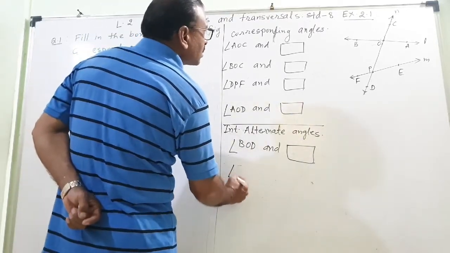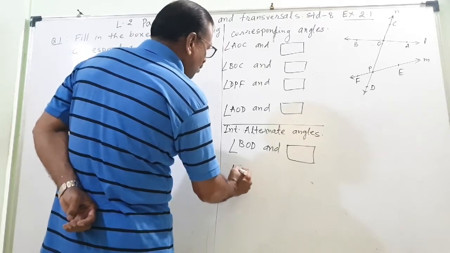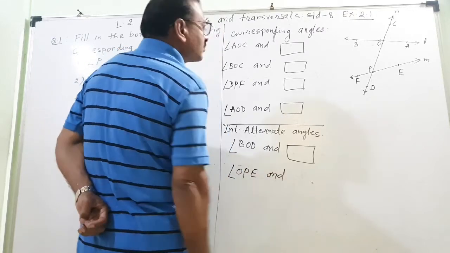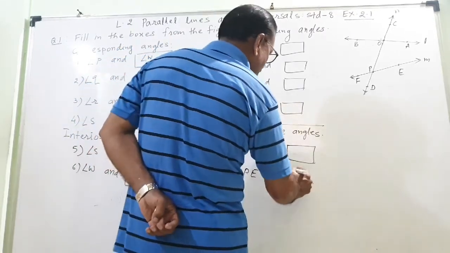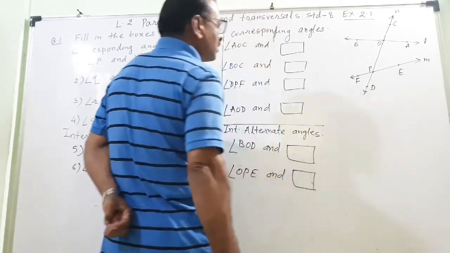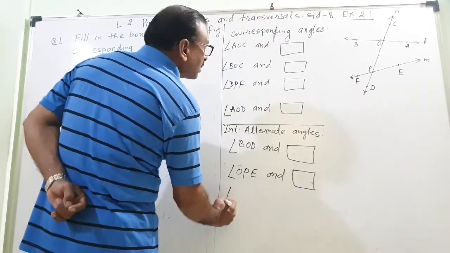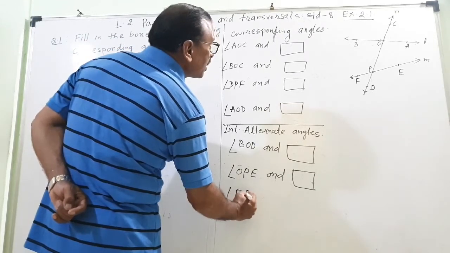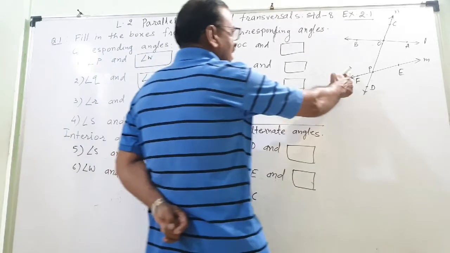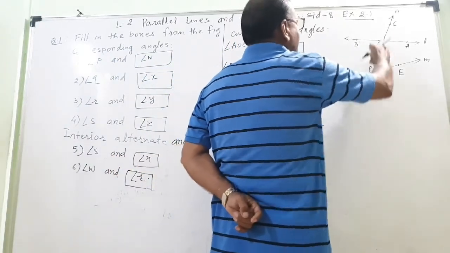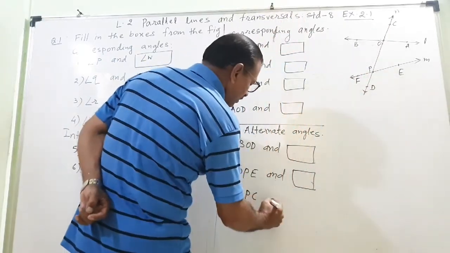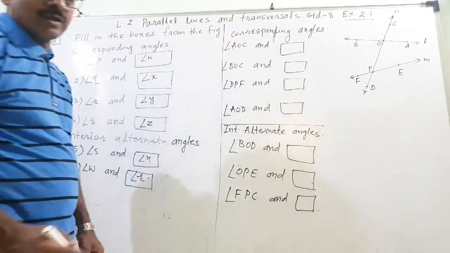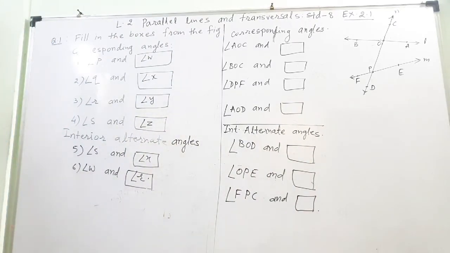Angle OPE and box. Angle FPC I will take. This name FPO I can take, FPC I can take. And this is the homework for you. Take a screenshot and complete it.